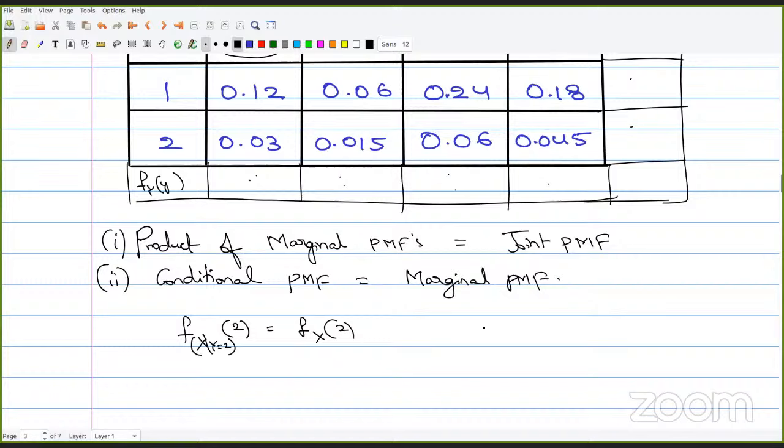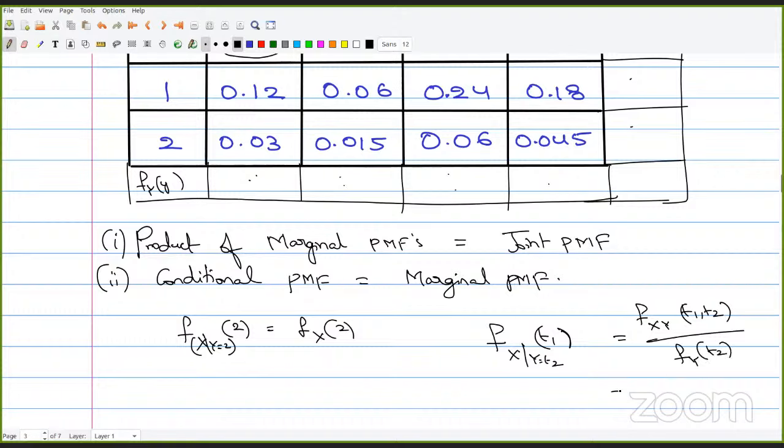See here, it's a simple proof. You can do it also. fx|y of t1 comma t2. If x and y are independent, then the conditional PMF of x given y equals t2, you can write it as fxy of t1 comma t2 divided by fy of t2, correct?